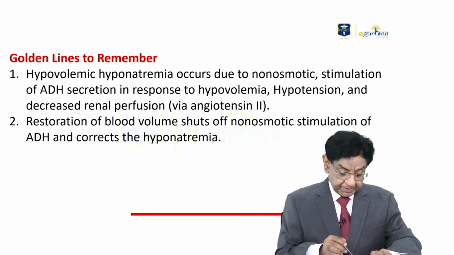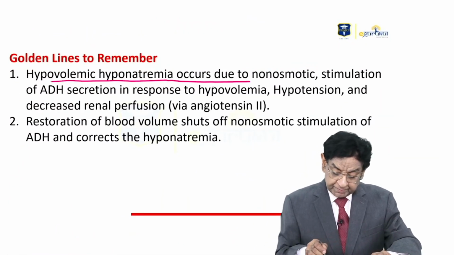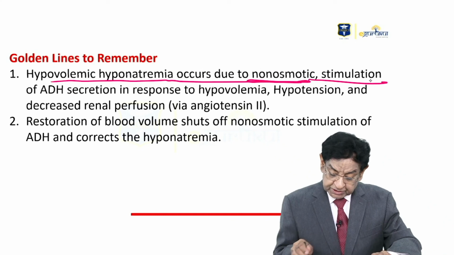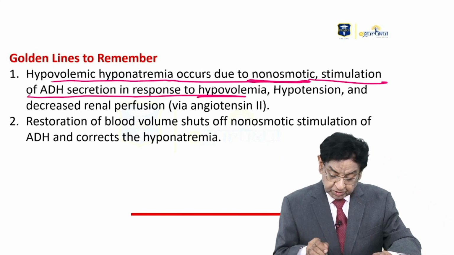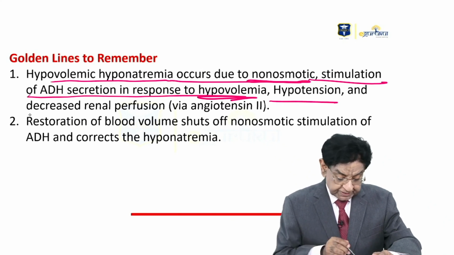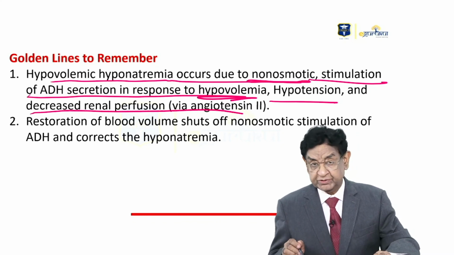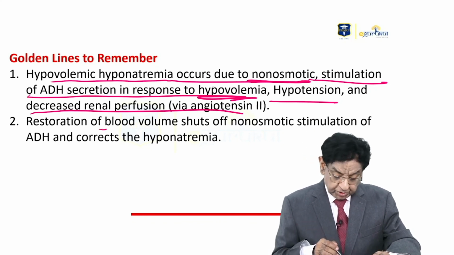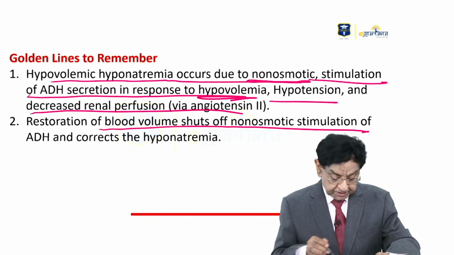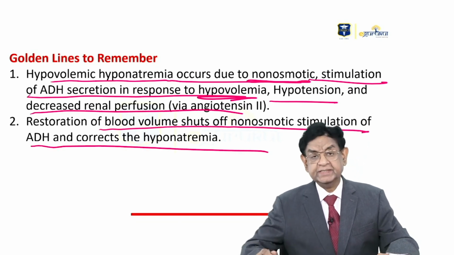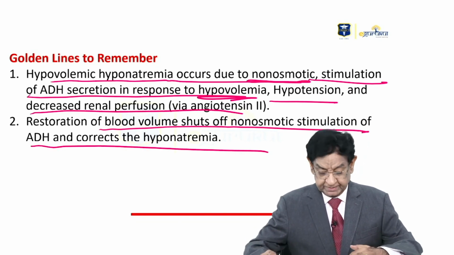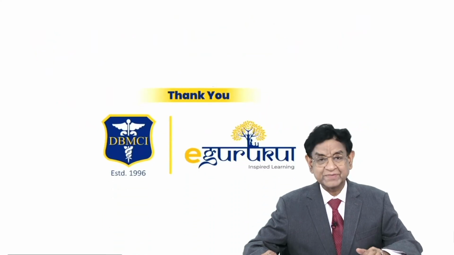Golden line to remember: hypovolemic hyponatremia occurs due to non-osmotic stimulation of ADH secretion in response to hypovolemia, hypotension, and decreased renal perfusion via angiotensin II. Restoration of blood volume shuts off non-osmotic stimulation of ADH and corrects hyponatremia. Thank you very much.